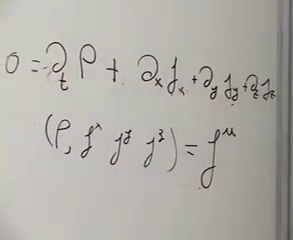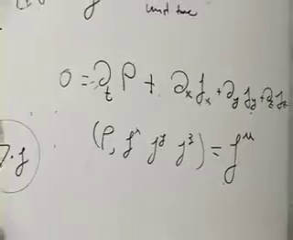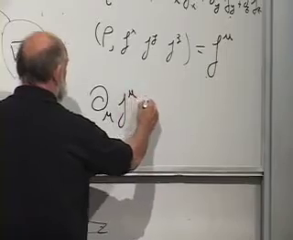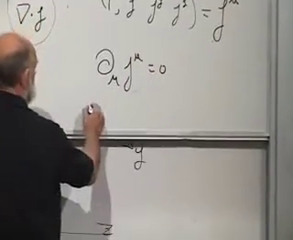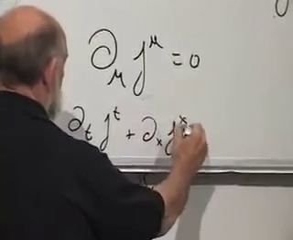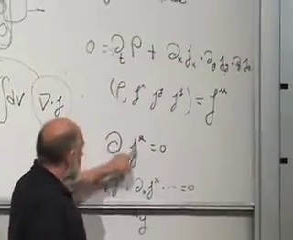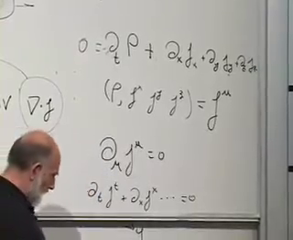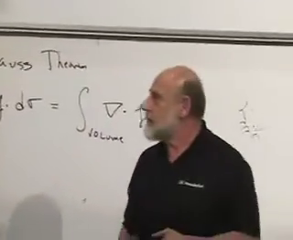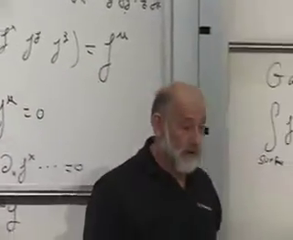And then this equation, which is called the continuity equation, takes the simple form that d mu j mu is equal to 0. What does that say? It says the derivative with respect to t of jt plus the derivative with respect to x of jx, and so on, is equal to 0, which is exactly what this says. So the way to make this continuity equation true in every frame of reference is to think of the four components of current and density as a 4-vector.